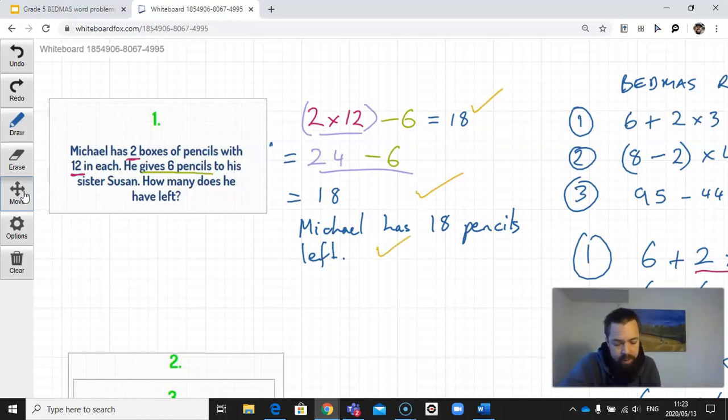So all you were doing was taking the answer that you've worked out and putting it back into a sentence, and that's worth a whole mark. So you really don't want to miss out on doing that, because otherwise you're costing yourself marks, and it's not like you didn't know how to do it, you just forgot to put it back into a sentence. All right, let's move on to the second question.